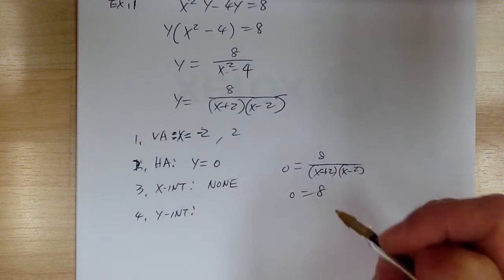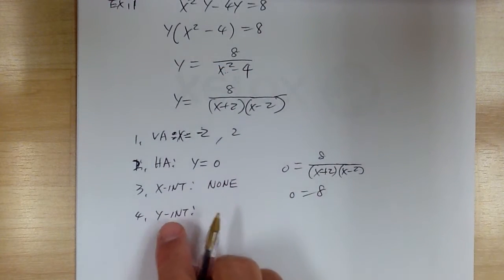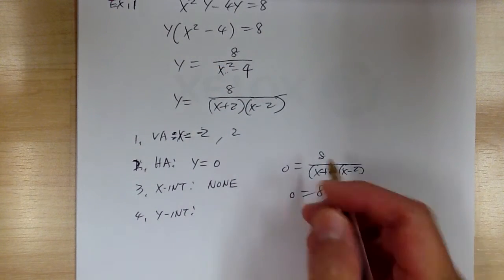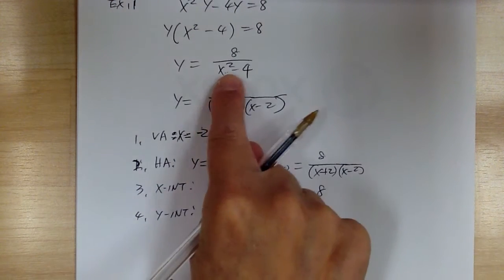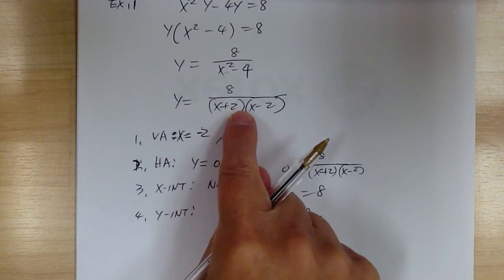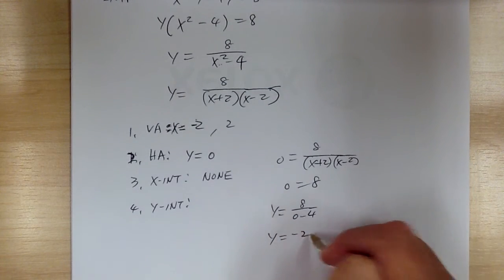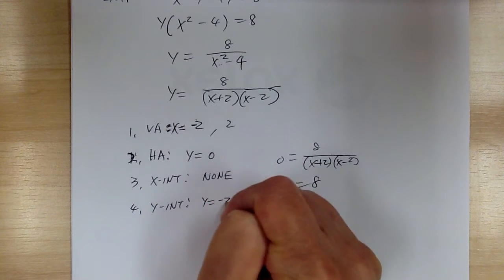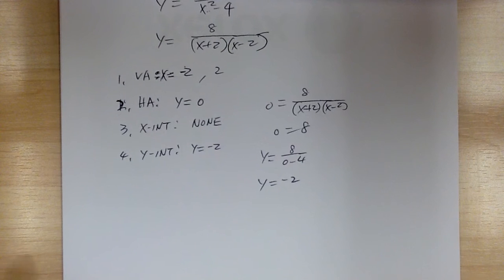Number 4, the y-intercept. The y-intercept is when you set x equal to 0. It's easier if you use this form over here. So when x equals 0, you get y equal to 8 over 0 minus 4, using this one here. This is easier than the other one, so that's why both are useful. So you get y equal to negative 2. That's your y-intercept. Once you get all this information, then you're ready to go ahead and do your sketching.